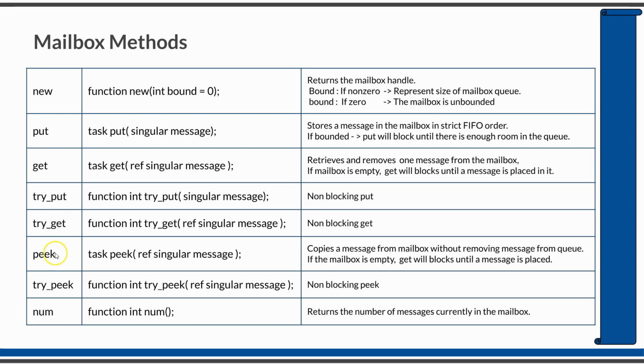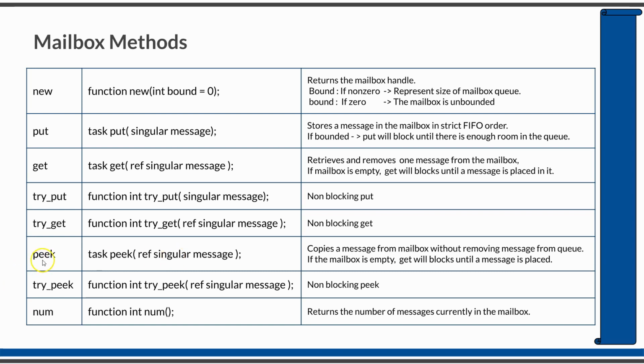Now, another set of methods is peek and try_peek. Peek is a task which is again similar to the get task. It's again blocking in nature, so it will wait until something is available in the mailbox, and if the mailbox is empty, it will block until something comes into the mailbox.